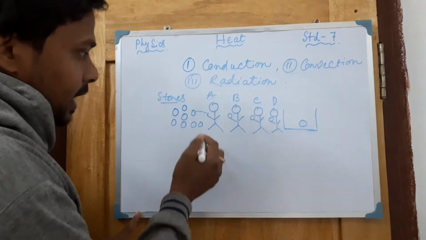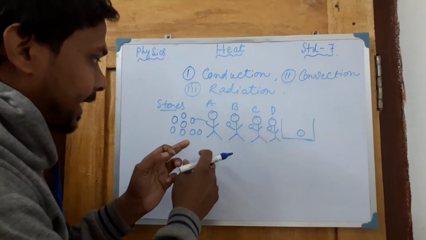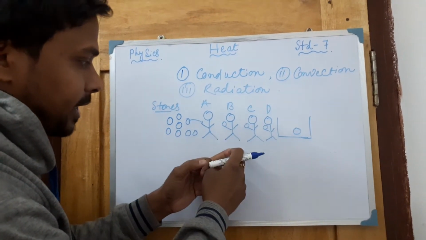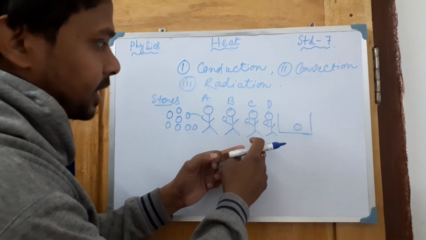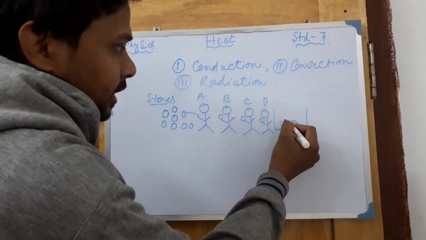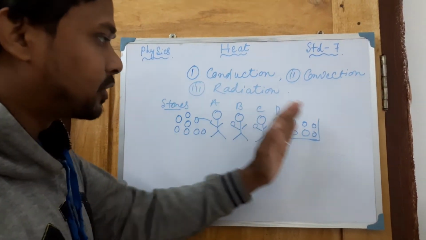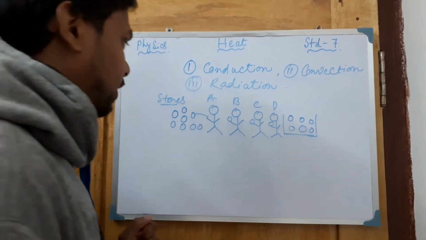In this way, similarly, one by one stone will be taken by this one, then transferred to this one, then C, then D, then to the particular place here in this pot. So in this way, all the stones can be transferred from this place to this place. Just remember this one.